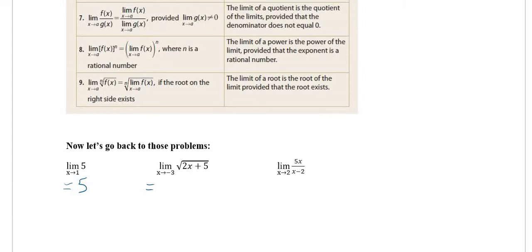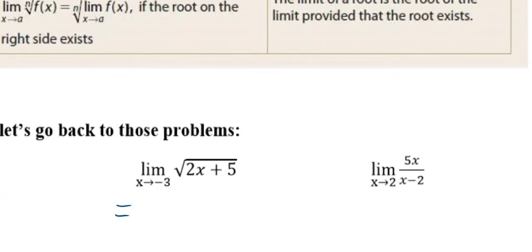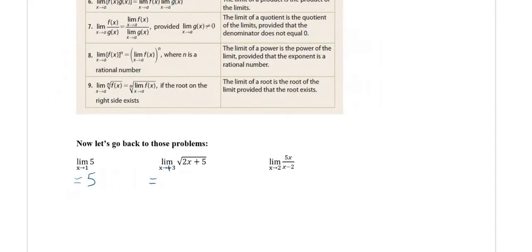For the second one, and again, we're going to change that over to positive 3 because I keep forgetting to change that over. That one connects in, we could use rule 9 to help us with that one. Now rule 9 says that if we have a limit of a function that's inside a radical, we can take the limit of the function inside the radical and then put it underneath the radical. So we can rewrite this as the square root of the limit as x approaches 3 of 2x plus 5.